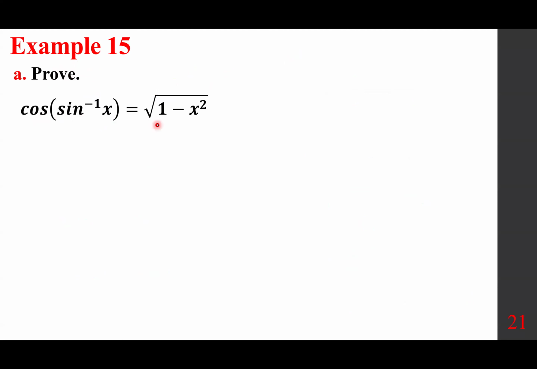Prove that cosine of sine inverse x equals the square root of 1 minus x squared. Well, reminding everybody that sine inverse represents an angle or arc, and therefore if you let this one represent theta, you want cosine of theta. That's the concept. But what does that mean? That means sine theta must be x. So you're looking for cosine theta. This means sine theta is x.